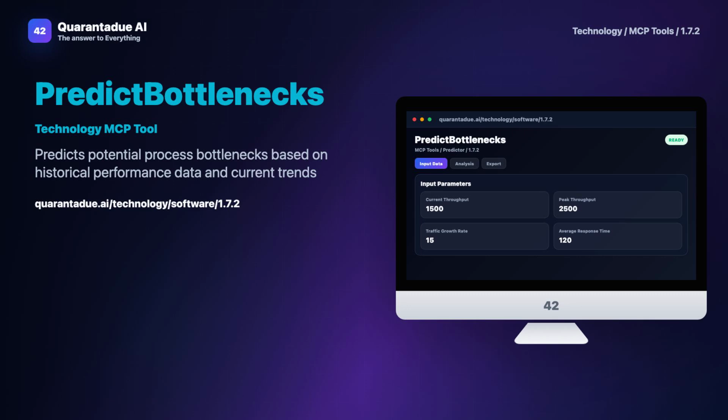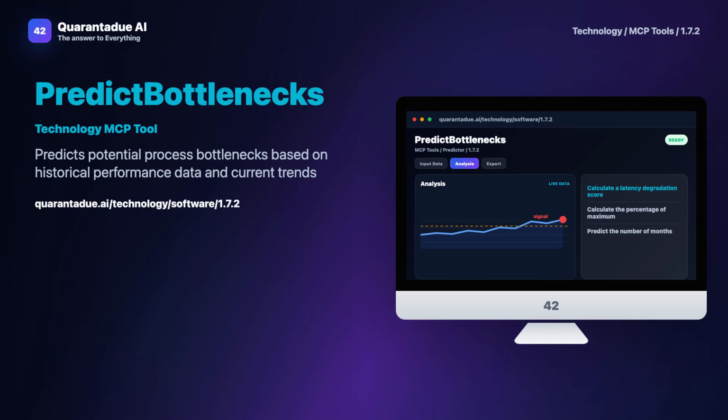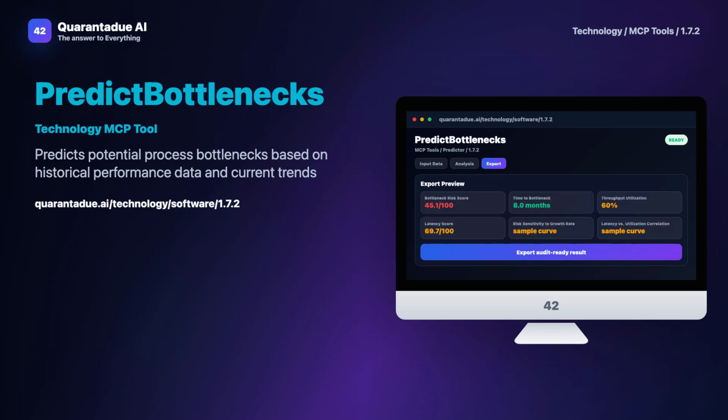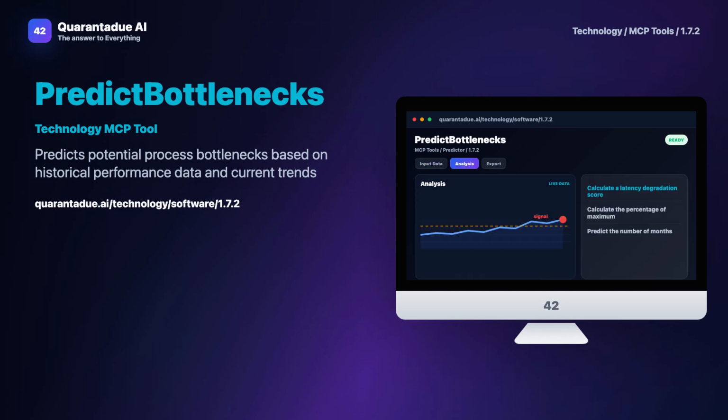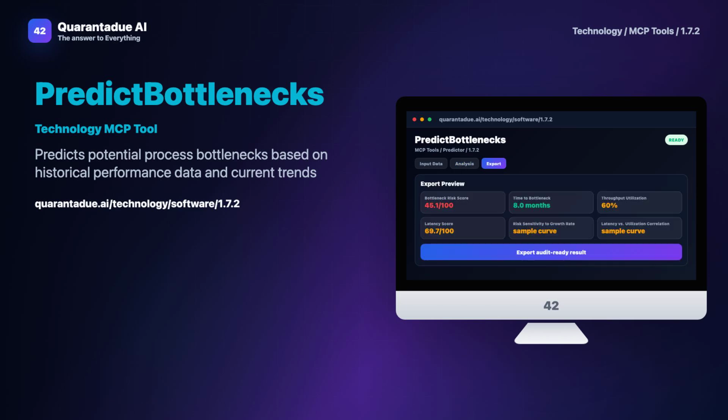Predict Bottlenecks is technology software for a specific operational decision. It predicts potential process bottlenecks based on historical performance data and current trends. This video explains what the tool does, why the workflow matters, and how the output becomes useful decision evidence. The problem is that technology teams often manage this workflow with scattered inputs, inconsistent review rules, and manual interpretation.